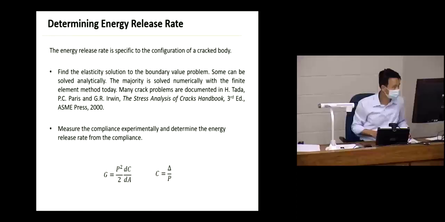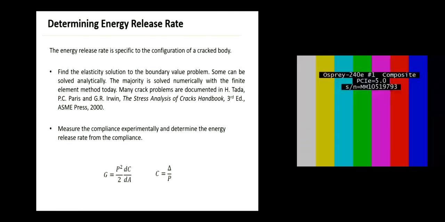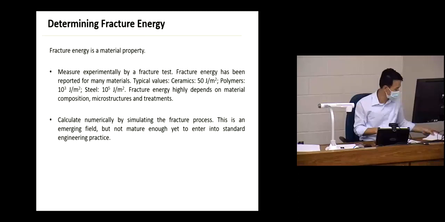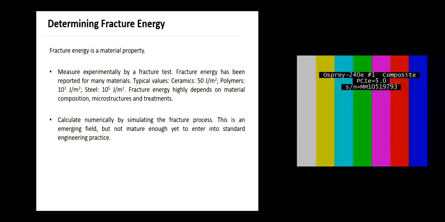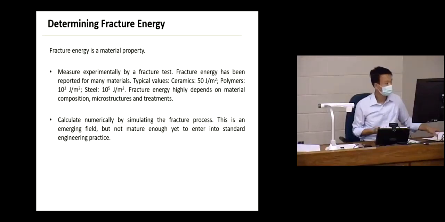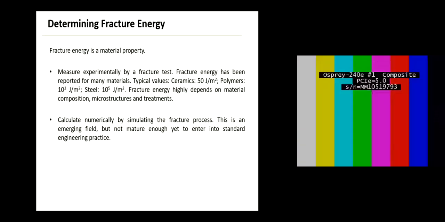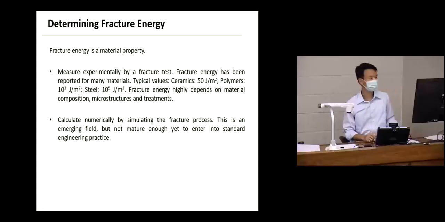So we talked about how we calculate the energy release rate. The next thing, obviously, we need is the fracture energy, right? So what are the ways of obtaining that fracture energy? Now, it's a material property, and there are 2 ways of doing it. The first one, again, is to measure it experimentally.